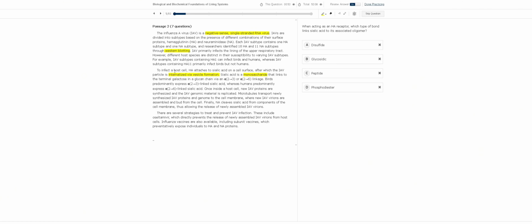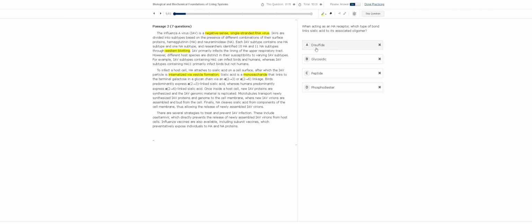And so to infect a host cell, HA attaches to the salicylic acid on its cell surface, after which the virus particle is internalized via vesicle formation, and then it's saying that the salicylic acid is a monosaccharide that links to the galactose. And so this whole process is telling me something to do with linking through carbohydrates. That's something I'll keep in mind when I'm going through answer choices.